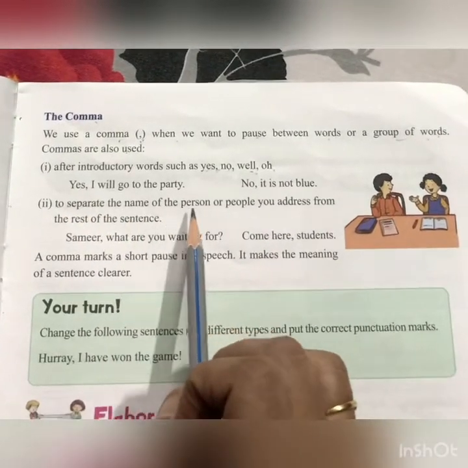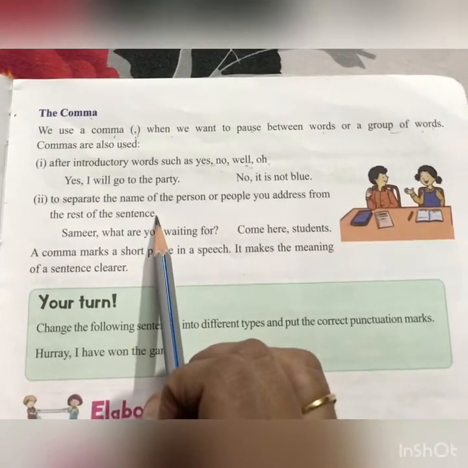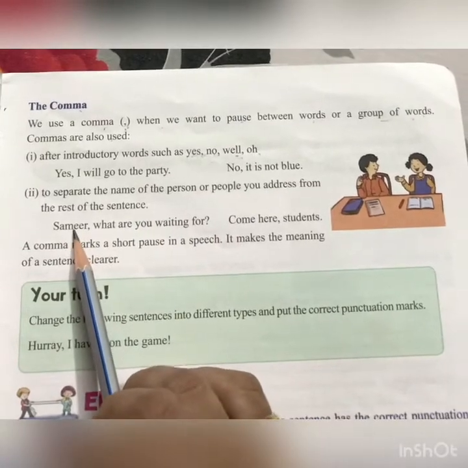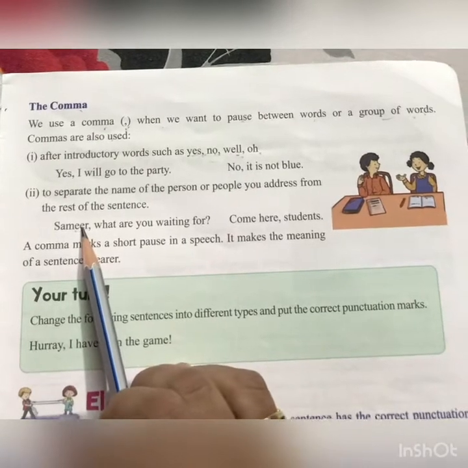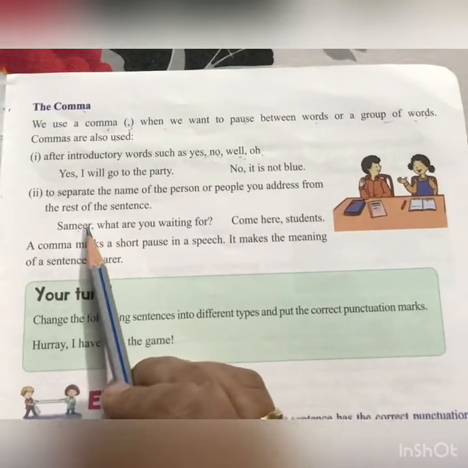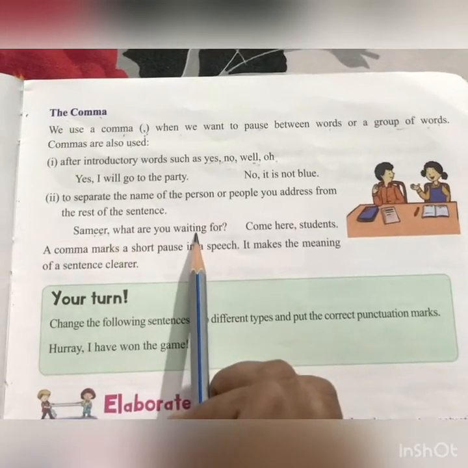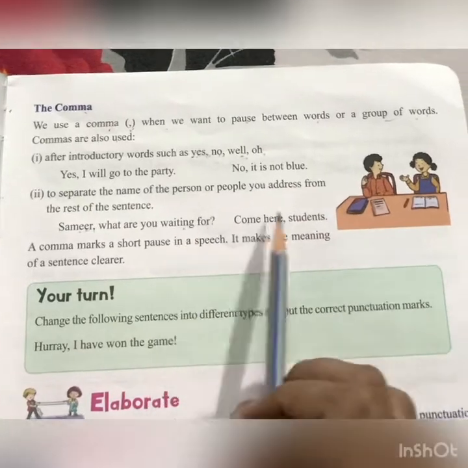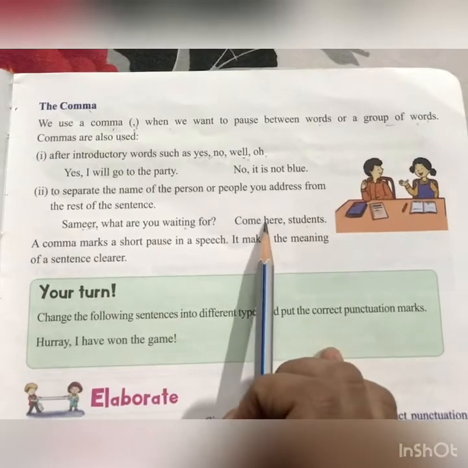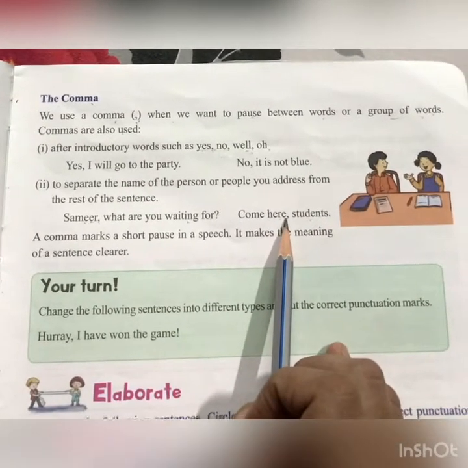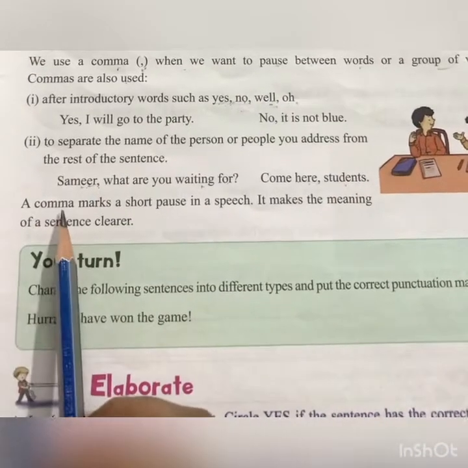To separate the name of person or people you address from the rest of the sentence. Okay, so let's see the example. Sameer, what are you waiting for? जब हम किसी से कुछ क्वेश्चन specifically पूछते हैं, जब नाम लेके पूछते हैं, तो उस नाम के आगे हम कॉमा लगाते हैं और फिर हम क्वेश्चन लिखते हैं. ओके, कम हियर स्टूडेंट्स. ठीक है, या हम किसी को एड्रेस करते हैं किसी चीज़ के लिए तो भी हम कॉमा लगाते हैं.